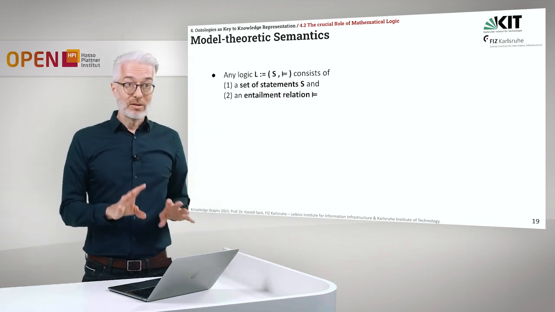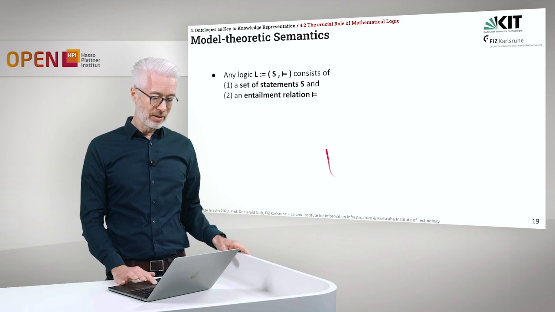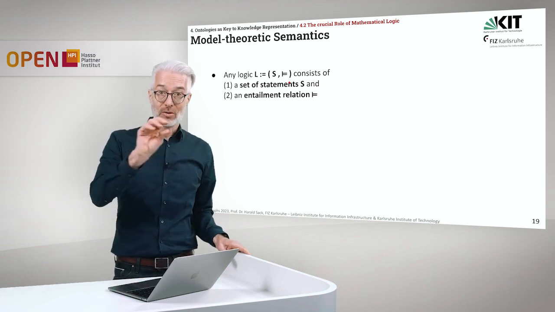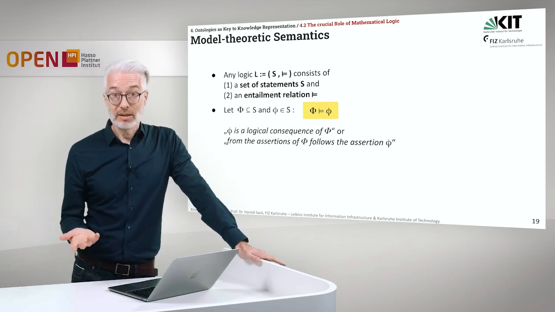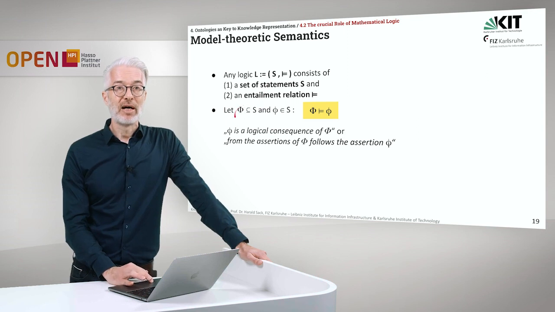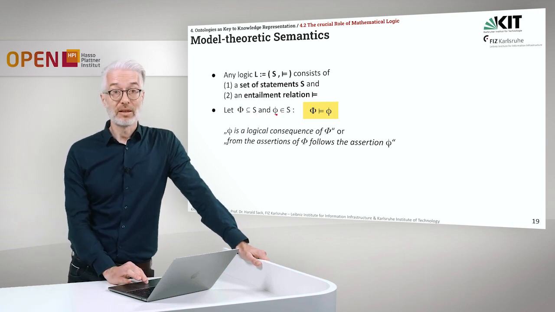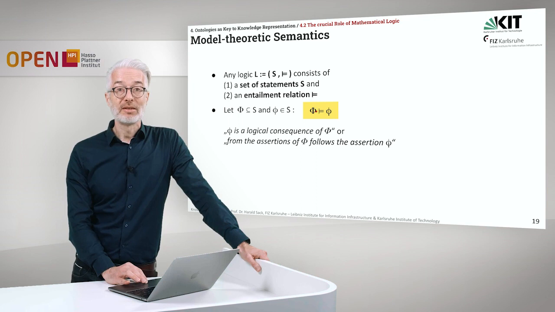Okay, let's get down and do this a bit more formally. Any logic L consists usually first of a set of statements. So that's S. And then this fancy symbol, this is the so-called entailment relation, which tells you how to deduce something or infer something, or entail something, as the name says. Okay, how does that work? How is that defined? Let's see here, we have phi, which is a subset of S of all of our statements. So this is capital phi. And then we have a single statement. That's of course then a lowercase phi. That's a single element of S. And you can say that here, the lowercase phi is a logical consequence of the uppercase phi. Or from the assertions of the uppercase phi follows the assertion lowercase phi.